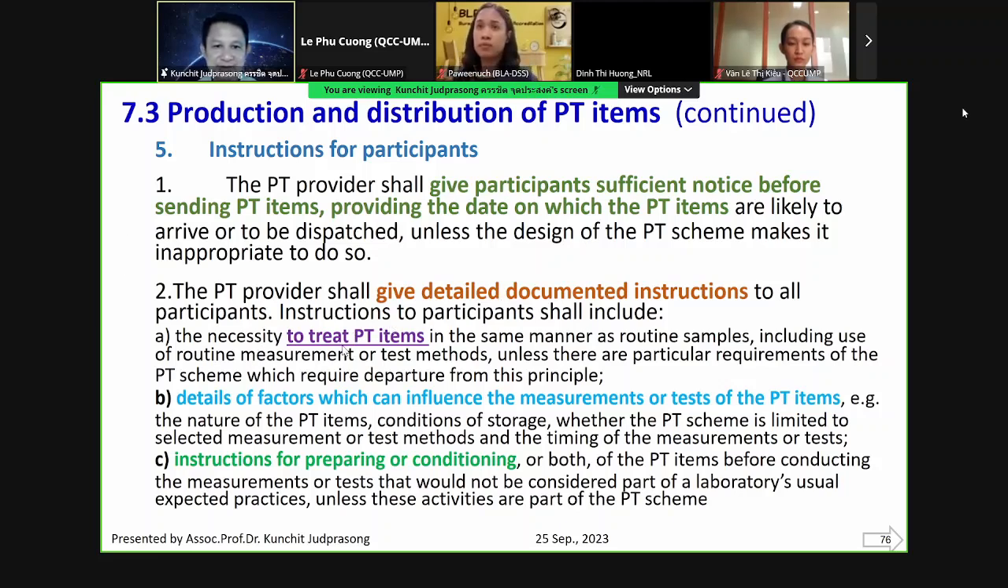The necessity to treat the PT sample in the same manner as routine. This is the way that usually the PT item is intended to be used: tell the lab that this is just a routine item, because we don't want the lab to analyze three times to ensure that the result is good enough. So it is not the routine. So just make the PT item a routine of each lab.